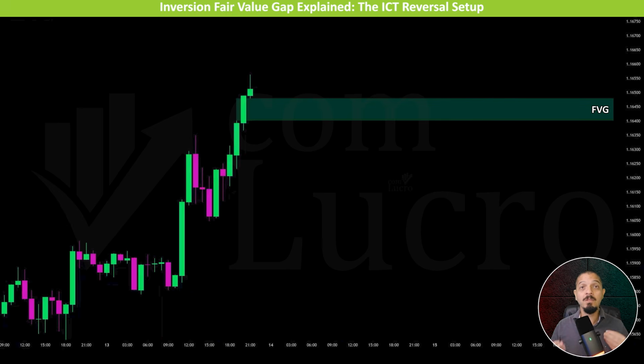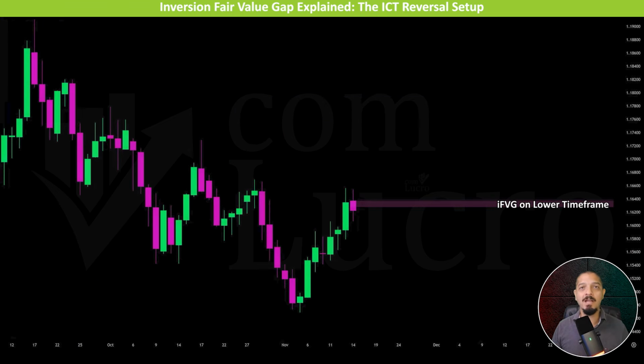Looking at another example, we can identify a fair value gap forming on the 1-hour chart, which initially signals bullish momentum in the market. Shortly afterward, however, price suddenly drops and invalidates that imbalance, effectively turning it into an inversion. The important question now becomes how we determine whether this shift in momentum is meaningful or simply a random market fluctuation. To understand that better, let's zoom out to a higher time frame and evaluate the broader market context.